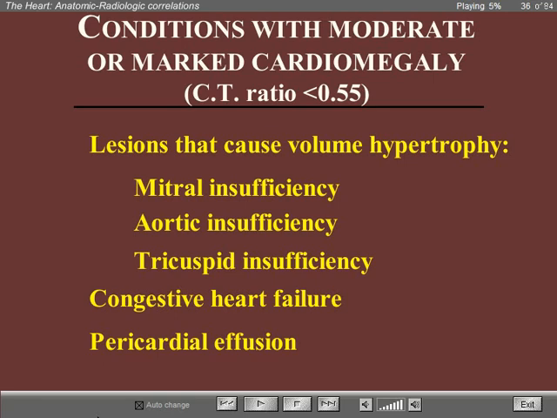There are a number of situations where there is a marked enlargement of some of the cardiac chambers. When that occurs, we must suspect volume hypertrophy in the differential diagnosis. They include mitral insufficiency, aortic insufficiency, and tricuspid insufficiency. In volume hypertrophy, the chamber leads with an increase in the amount of blood that circulates within that chamber. Congestive heart failure, or simply heart failure, and pericardial effusion can also lead to moderate or marked cardiomegaly.